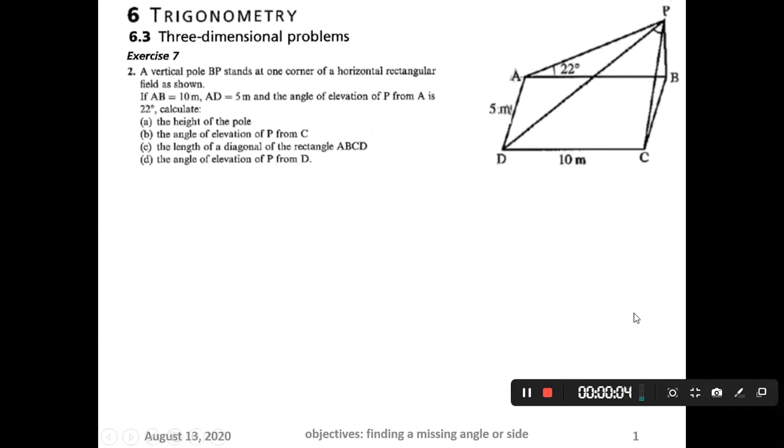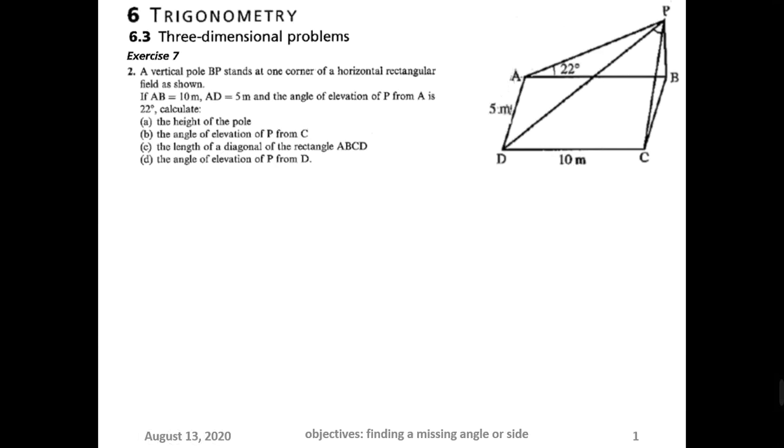Hi there. We're learning today how to solve three-dimensional problems using trigonometry rules. If we read the question together and have a look at the diagram that is provided in this question: a vertical pole PB. Vertical means 90 degrees on the plane. Stands at one corner of a horizontal rectangular field as shown.